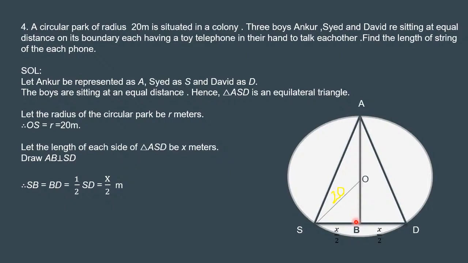Now, draw AB perpendicular to SD. So you'll get SB is equal to BD is equal to X by 2, which is nothing but SB is equal to half of SD. Let me just show you like this. So here you can see SB is X by 2. X is nothing but SD. So SB is equal to X by 2, which is SD by 2. Same, now SB will be equal to BD because we are drawing AB perpendicular to SD.